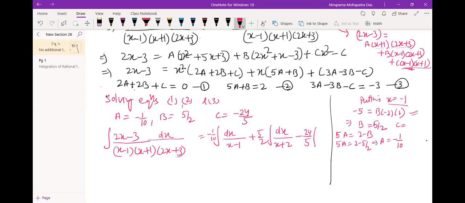Then it is the integral of what? dx by 2x plus 3. Okay. Now it is the known method to you. So minus 1 by 10 into log of x minus 1.